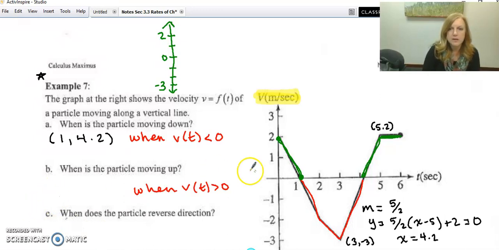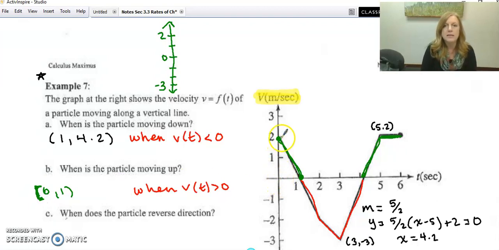So we have 0 to 1 second. And I'm going to put a bracket right here because the velocity at 0 is a positive 2. So that's a positive number. A parenthesis at 1 because the velocity is 0 there. And we would have our 4.2 to 6. And again, I'm going to put a bracket on that because the velocity is positive on those endpoints.